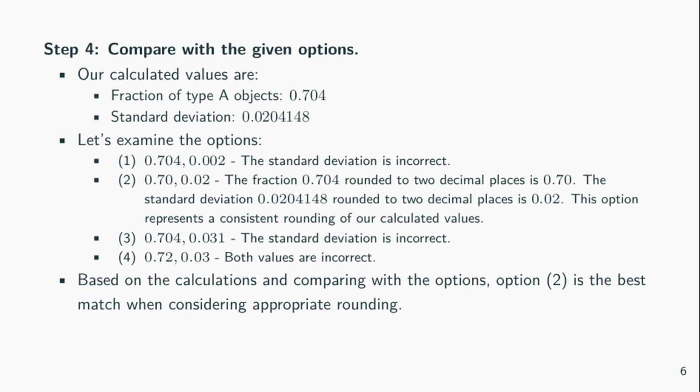Option 3 is 0.704 and 0.031. Our fraction matches, but the standard deviation is off. Option 4 is 0.72 and 0.03. Neither the fraction 0.72 nor the standard deviation 0.03 matches our calculation. Based on our work and comparing with the options, option 2 is the best fit, representing our calculated fraction and standard deviation rounded to 2 decimal places. Therefore, the final answer is option 2.